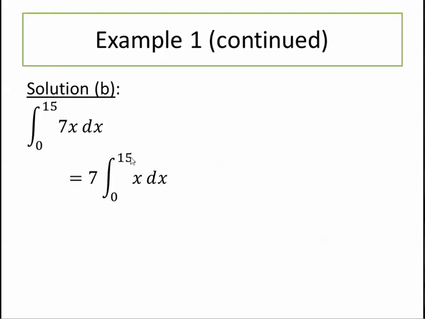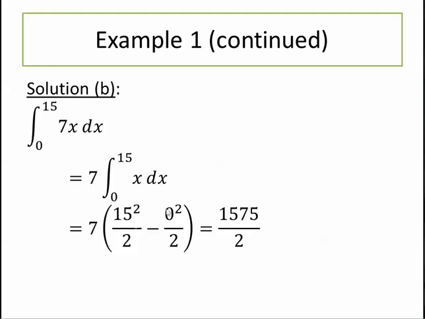And then we have a formula on how to calculate that. We said that's going to be equal to your upper limit squared divided by 2 minus your lower limit squared divided by 2. And when you simplify this, you'll get this as your answer.